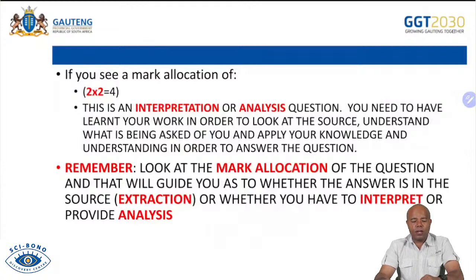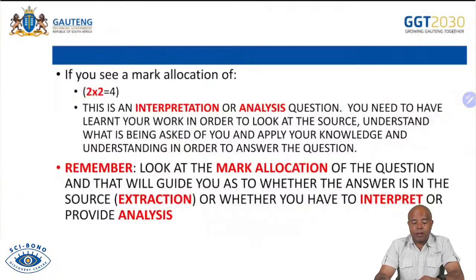If you see a mark allocation of 2 times 2, this is an interpretation, or this question must be analyzed. You need to have learned your work in order to look at the source, understand what is being asked of you, and apply your knowledge and understanding in order to answer the question. Remember, look at the mark allocation of the question, and that will guide you as to whether the answer is in the source or whether you will have to interpret it.